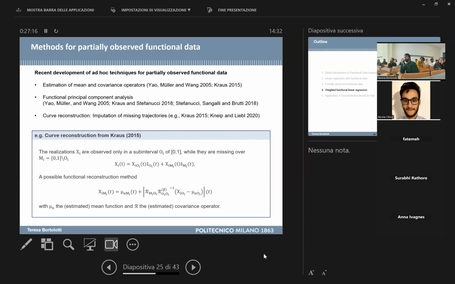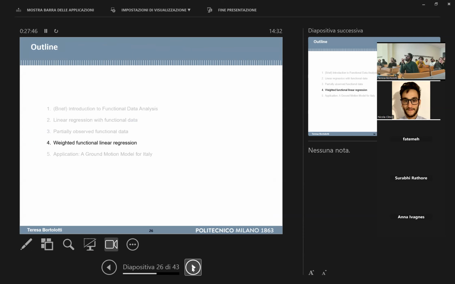If you are familiar with the technique, this is very similar to kriging. Kriging is a technique for spatial data analysis, when you want to do predictions of values in points in space where you didn't observe the value. You can think of it as, let's say, a functional reconstruction counterpart of kriging. All right, so these are examples of techniques that are being developed for partially observed functional data.